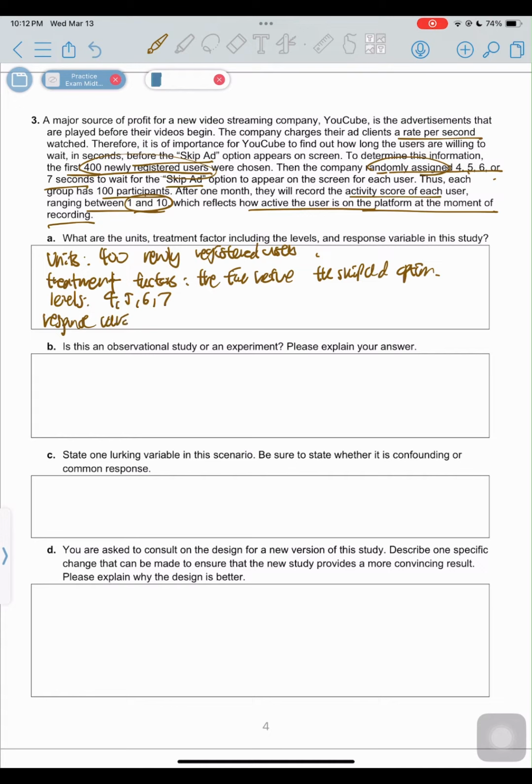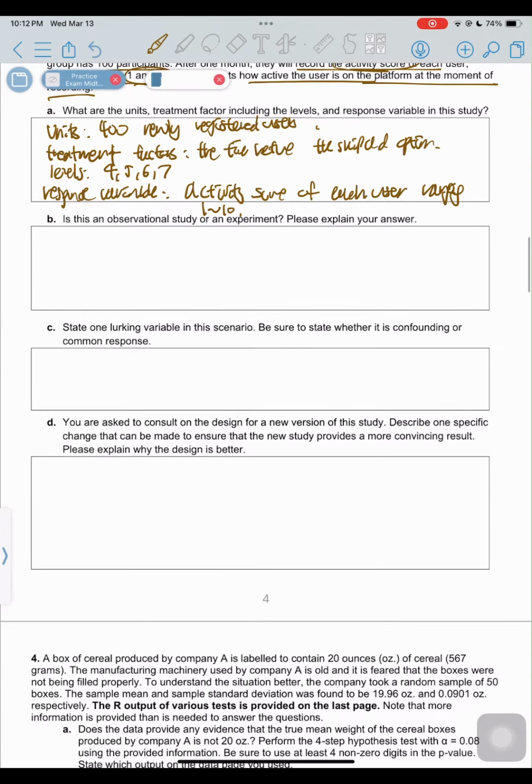And response variable, after 1 month, they record the activity score. So the activity score of each user ranging between 1 to 10. Okay, so that's A. So part B is asking whether it's observation study or experiment.